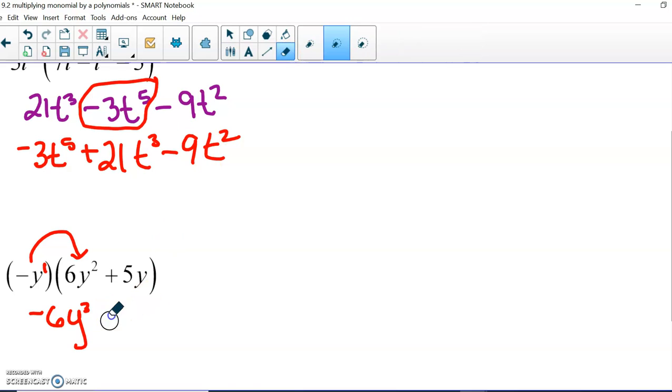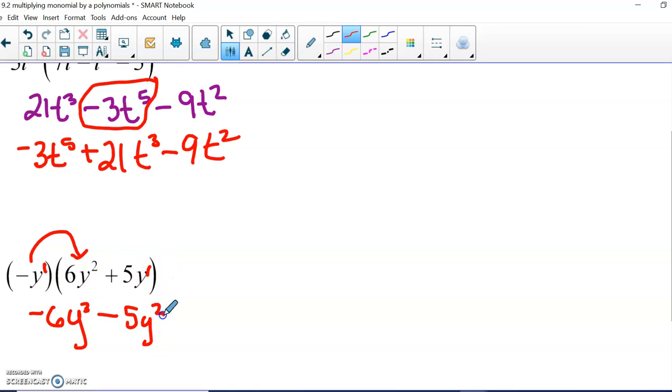And then one more time. We try not to write a plus and negative. If you have a plus and negative, we're just going to consider that a minus. So negative times a positive is going to give us a negative 5, y to the first is going to give us y to the second. Check to make sure it's in standard form. My highest exponent comes first, and we are done.